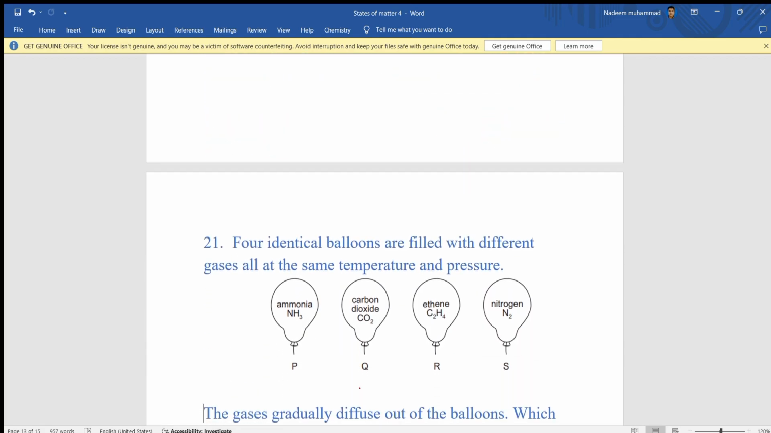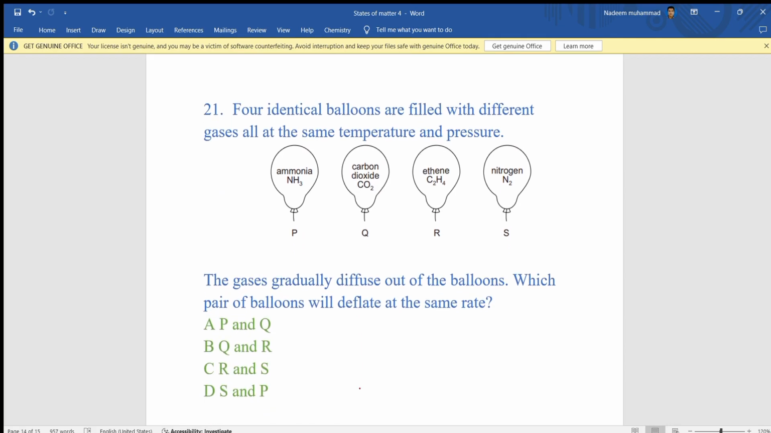Four identical balloons are filled with different gases, all at the same temperature and pressure. The gases gradually diffuse out of the balloons. Which pair of balloons will deflate at the same rate? So again, it depends on their molecular masses.